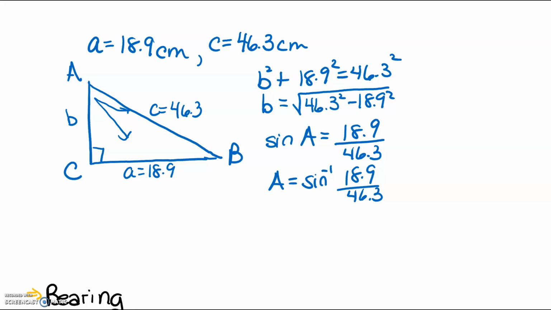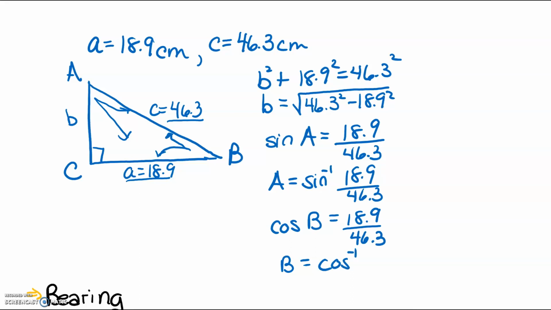All right, in the last video, we were finishing up this problem and I didn't have time to find angle B. So now we're going to find angle B using the information that we were given, using A and C. So angle B, we've got the adjacent side and the hypotenuse. So that would be cosine. So the cosine of angle B is going to be 18.9 over 46.3. So to find the angle, we're going to use the inverse cosine of 18.9 over 46.3.